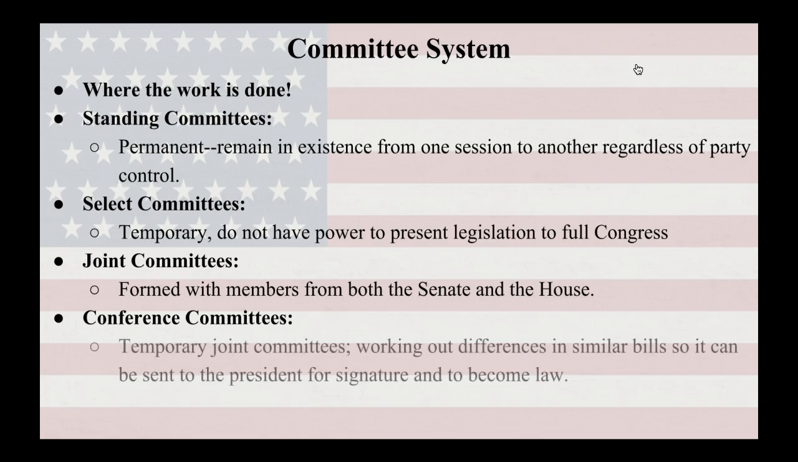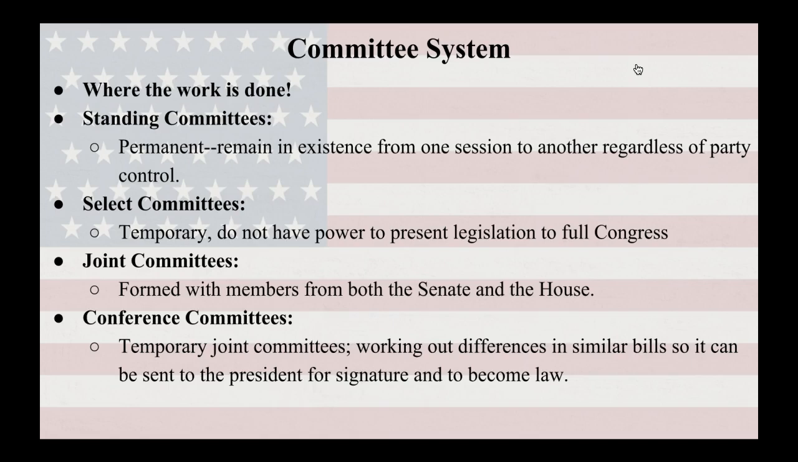And then you have conference committees, and these are temporary joint committees that are created to work out differences in similar bills so that it can be sent to the president for signature to become a law. And so when the House and the Senate pass a different version of the same bill, they have to hammer out the details to make them identical before sending them to the president for his signature or veto. So a bill has to pass the House and the Senate in exact form, and if they pass something similar but it's not the exact form, conference committees are created. And so conference committees are temporary, and they are meant to focus on a specific bill that is trying to be worked out according to the House and the Senate.